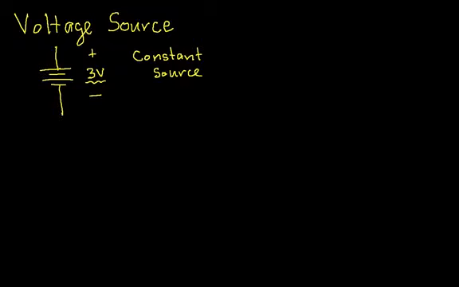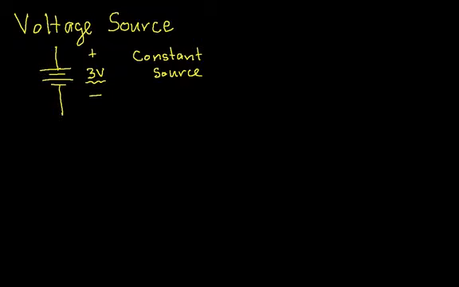The origin of this symbol is the parallel plates that often, or at least used to, show up in batteries. When the symbols were put together, batteries were often made of parallel plates immersed in an electrolyte, some sort of liquid. So we use this for a constant source.